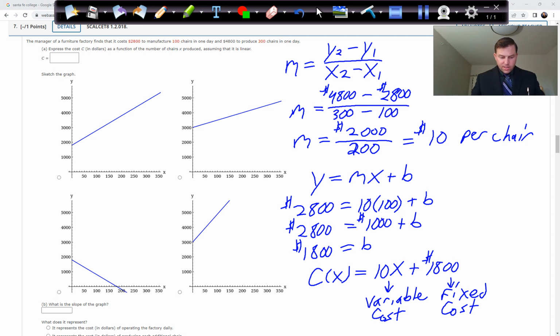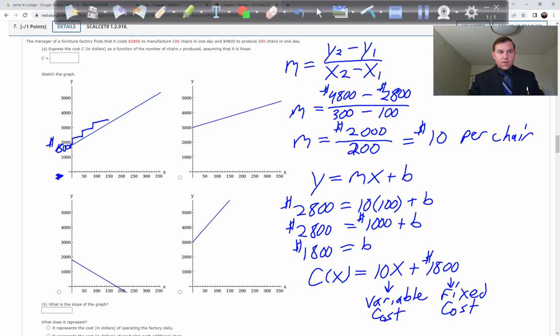Okay, so the only graph that's going to make sense is right here. When x is 0, no chairs produced, they still have a cost of $1,800. And then it has a slope of $10. So this is going up by 10, up by 10, up by 10, and over by 1, or however many they jump over by. So it has to be this graph here. But let's type in some of this stuff. So we would have the cost is 10x plus 1,800.